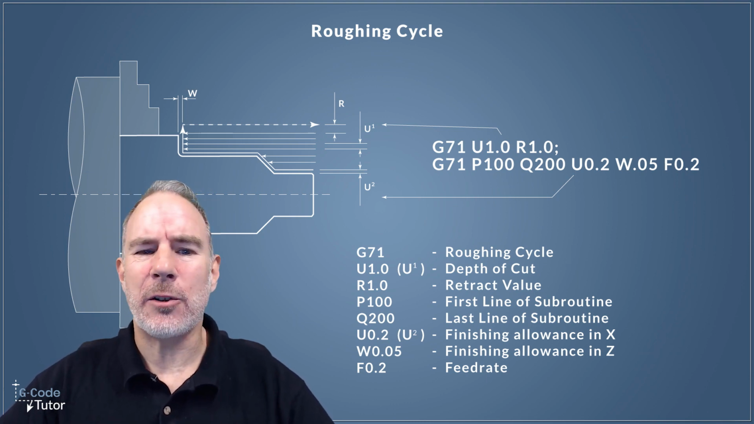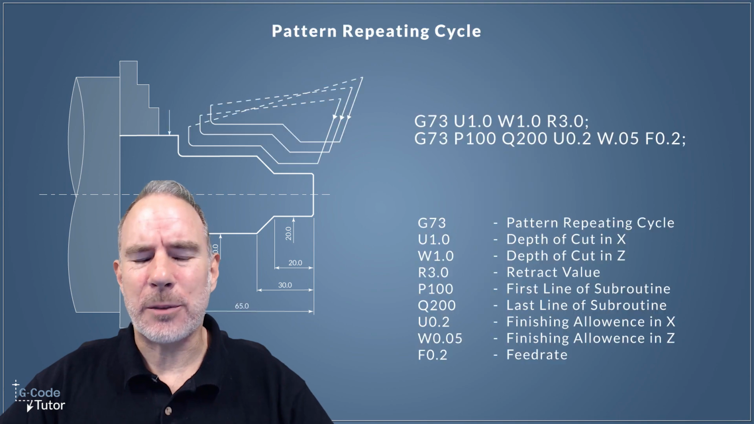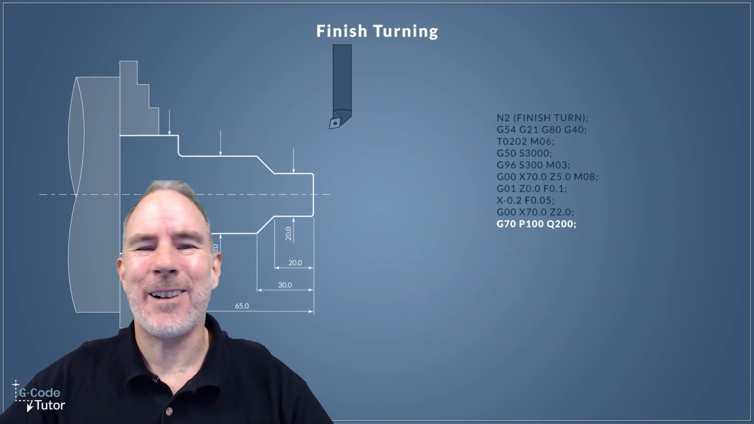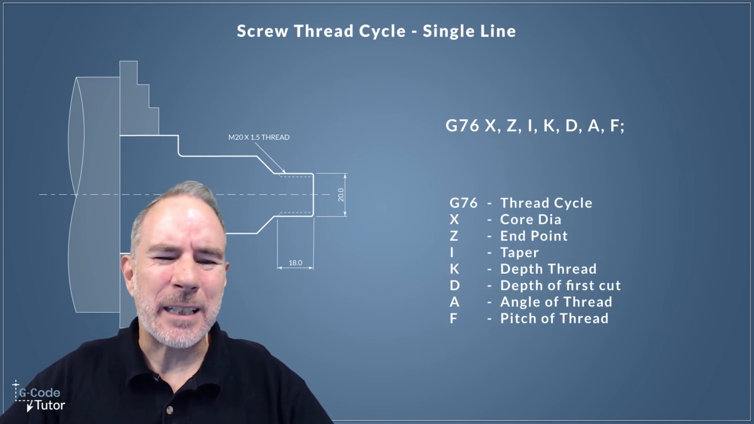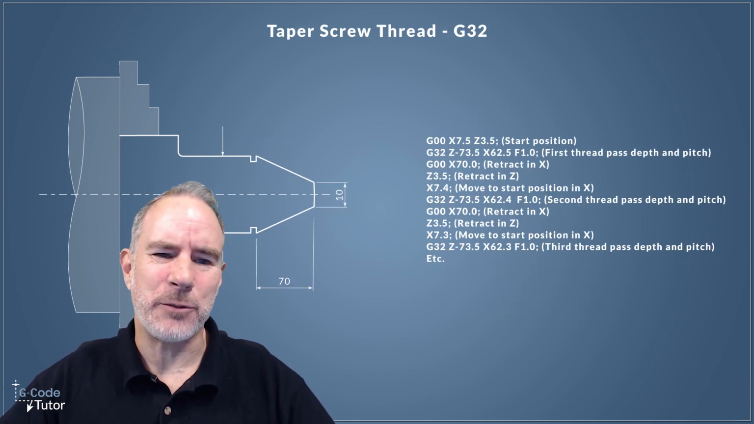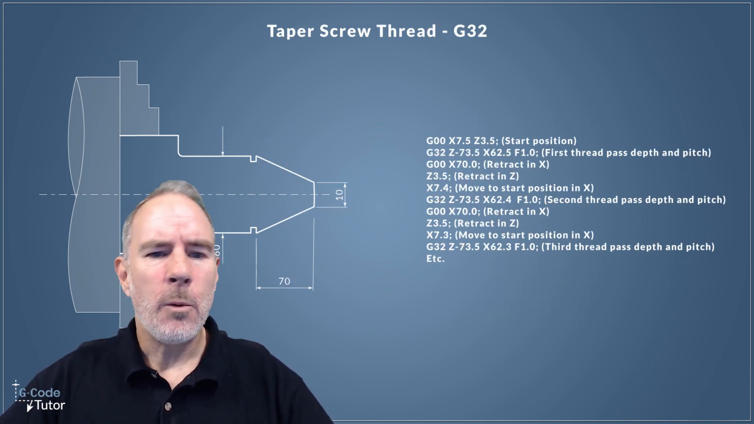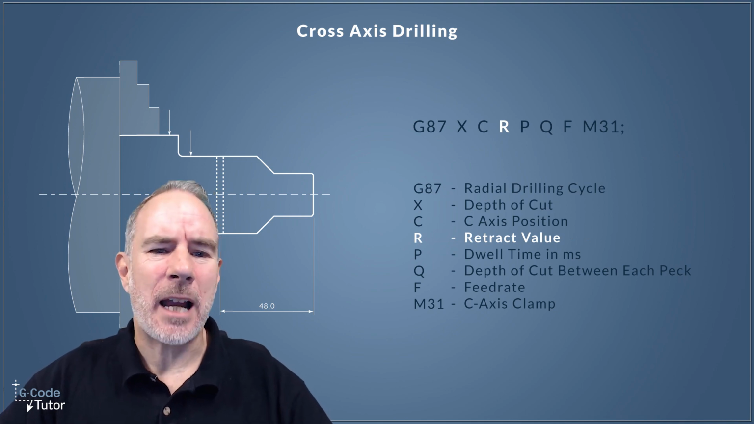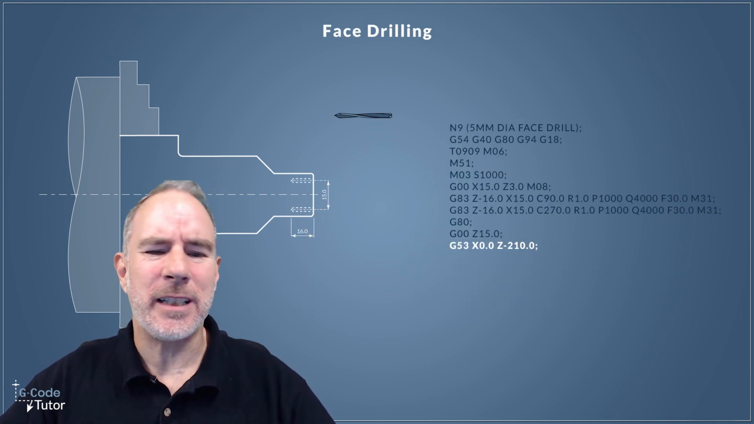That's our roughing cycles, our facing cycles, pattern cycles, grooving cycles, and our finishing cycles, and all the different ways we can screw cut on a lathe, including tapered screw cutting using a G32. We're going to also look at some live tooling, how we do our cross-axis drilling, face drilling, etc.